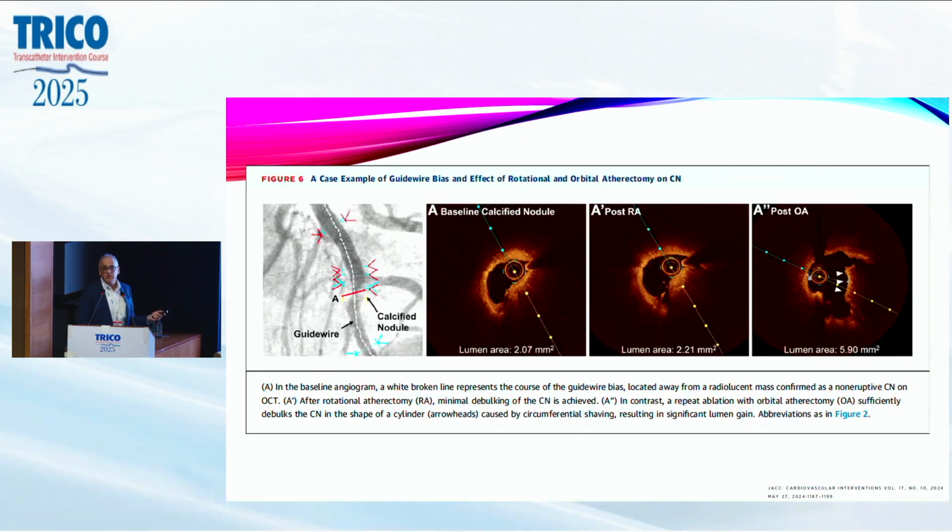Now, when we are again talking about wire bias, this is a calcific nodule, the wire is here, and rotational atherectomy has only debulked a little bit, whereas an orbital has debulked a lot more, and you have a lot more luminal area gain here.